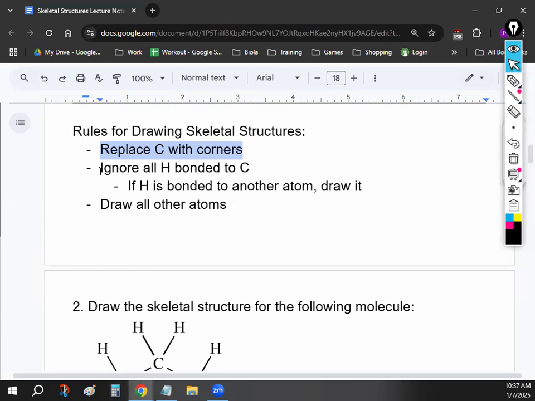Okay, after that, you're going to ignore all of the hydrogens that are bonded to carbon. So in the example that we just did, you guys saw how there were a bunch of hydrogens connected to carbon, right? If you see a hydrogen connected to a carbon, you ignore it. You don't need to draw it. But the caveat is if there's a hydrogen connected to a different atom, you have to draw that. So you only ignore hydrogens that are bonded to a carbon.